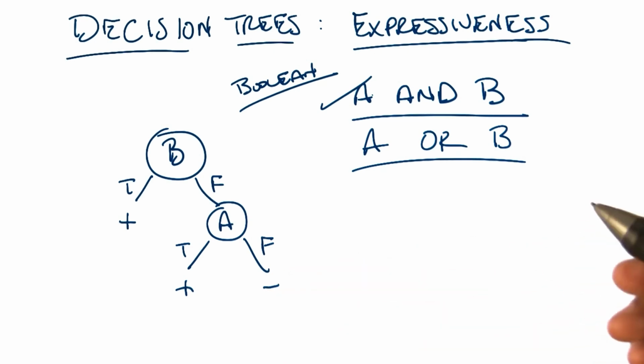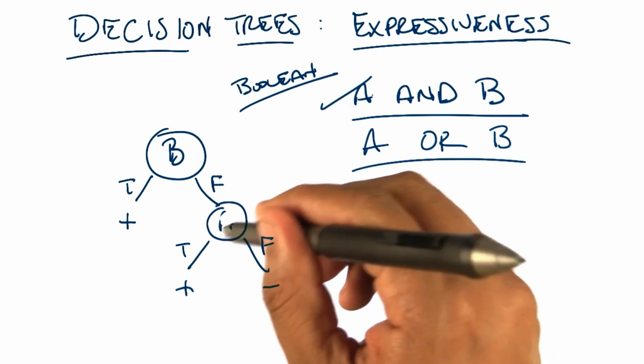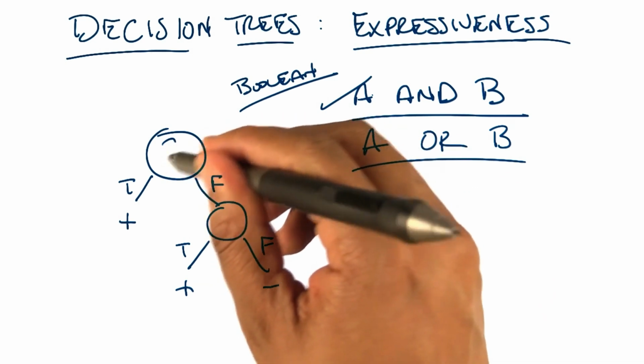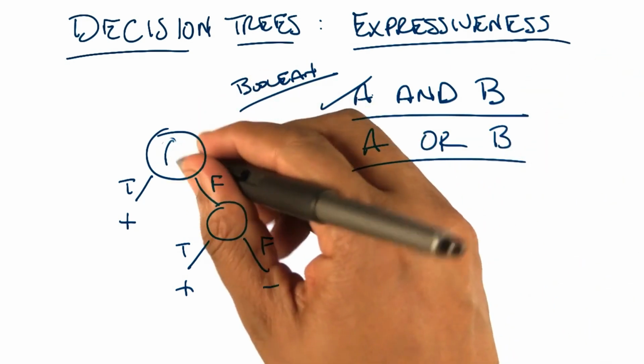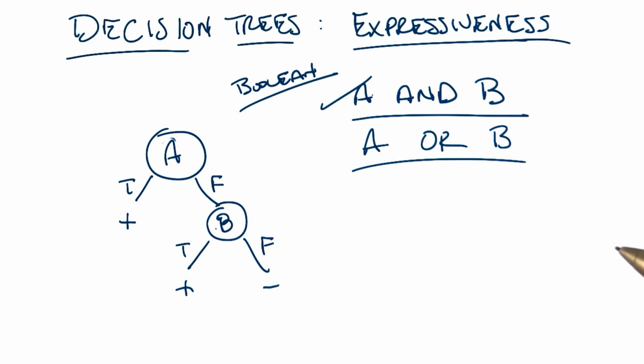Very good. And that represents A or B. That represents the function, the logical function A or B. Right. And what happens if I swap A and B around? Does it still work? Since they're commutative, I want to say it shouldn't make a difference, but let's just double check that.